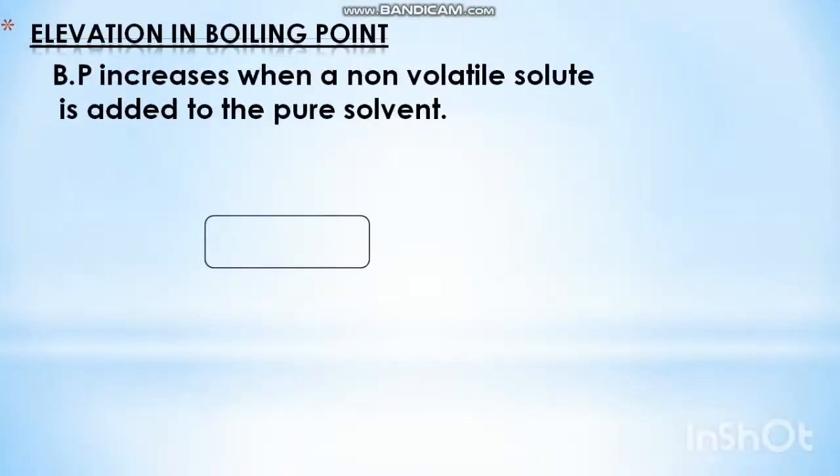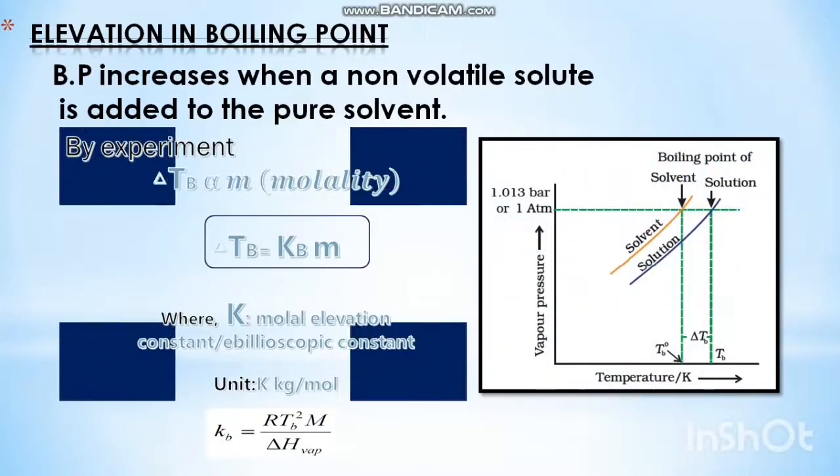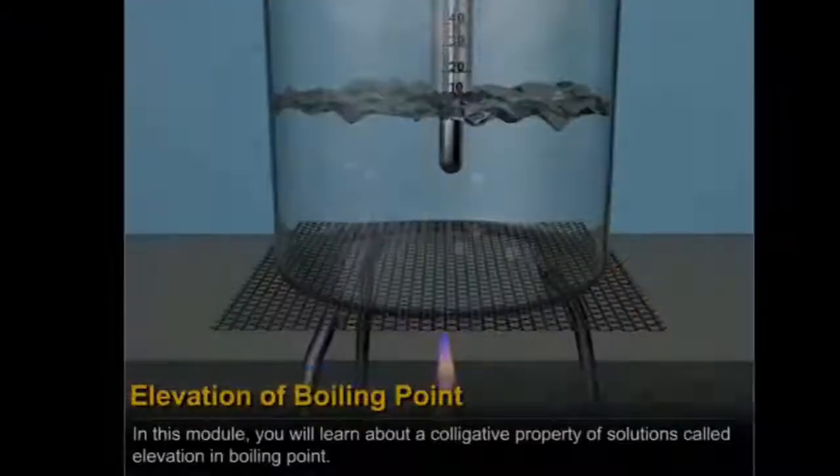Elevation in boiling point. Boiling point increases when a non-volatile solute is added to the pure solvent. By experiment, delta Tb is directly proportional to molality. Delta Tb is equal to Kb m, where Kb is the molal elevation constant or ebullioscopic constant.